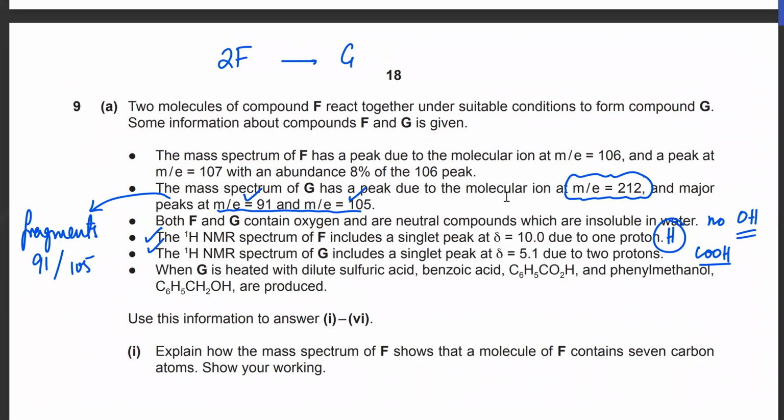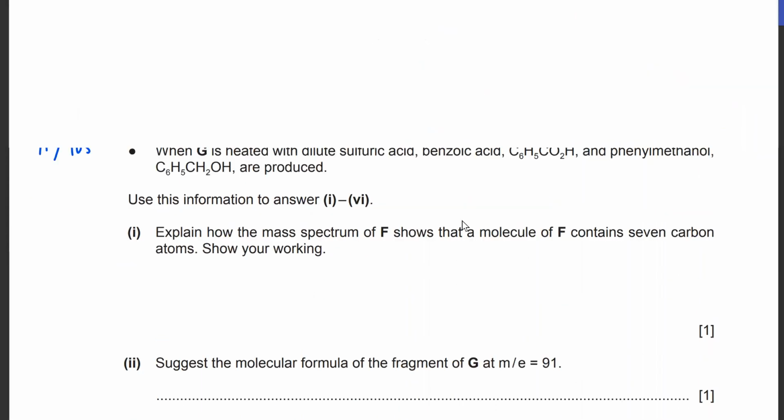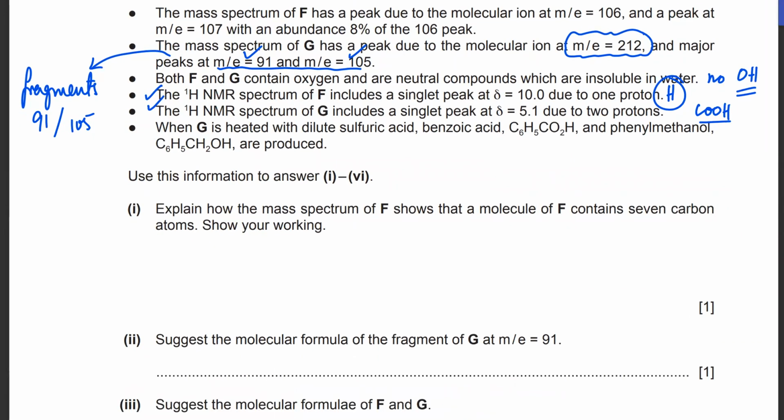So this is what we had done in this question. We had revised NMR, and we had revised mass spectroscopy as well. And this is what we had figured out. I'm just going to quickly go through this and try to do this question. Starting with this one, that it contains 7 carbon atoms. For that, I told you the formula for the number of carbon atoms.